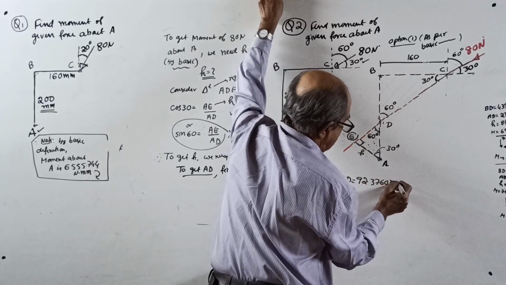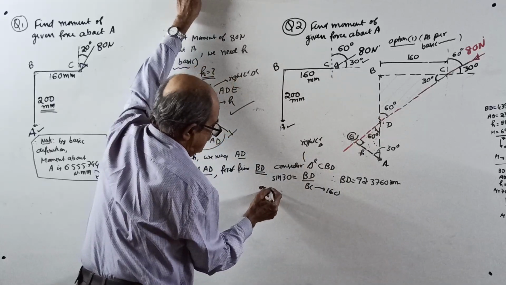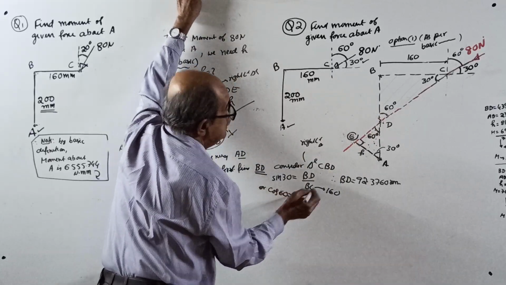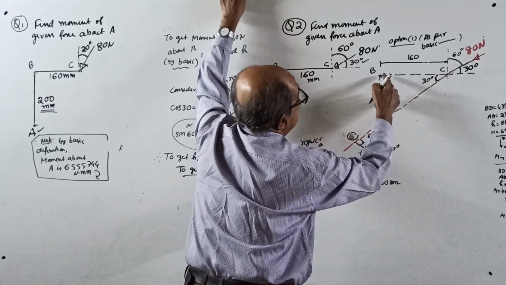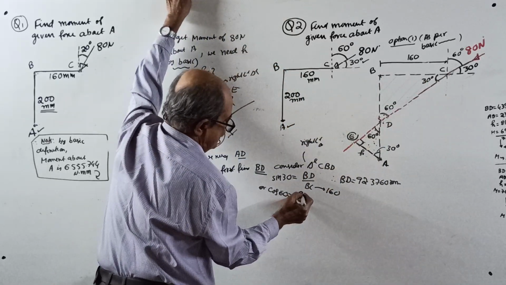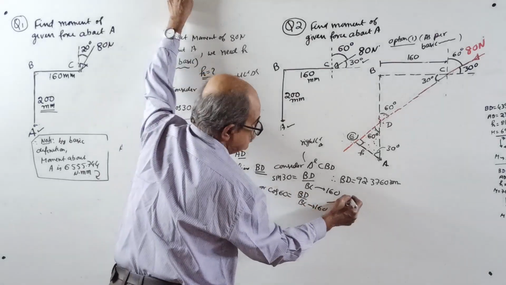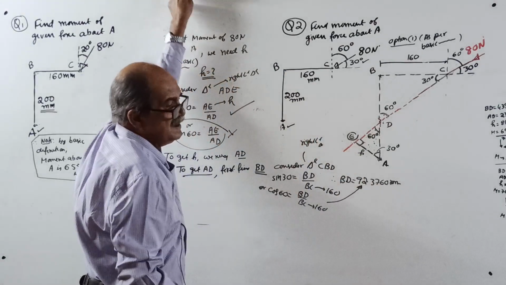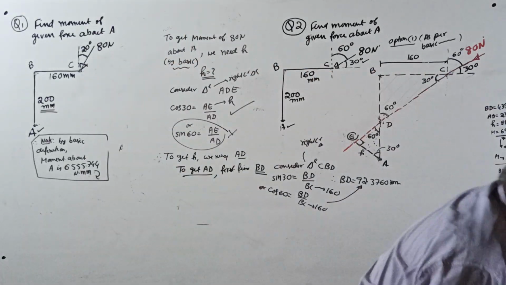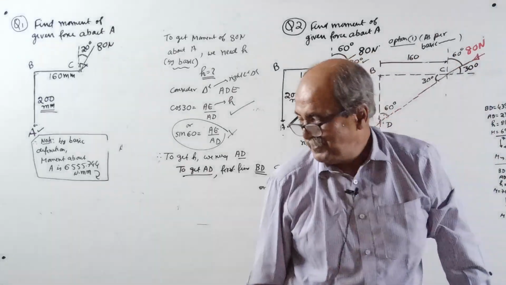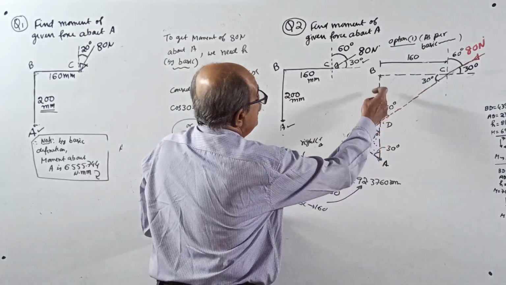BD will come 92.3760 millimeter. Or some may use 60 degrees: for this triangle, with BC as hypotenuse, cos 60 equals BD divided by BC, BC is 160. This also will give the same answer, because sin 30 equals cos 60. Done. Now we got the value of BD.